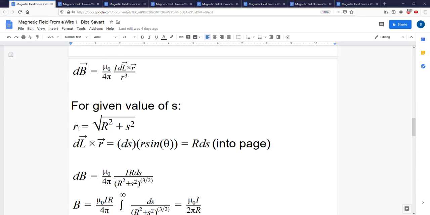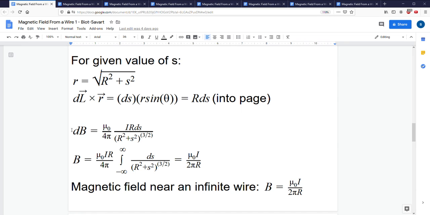Using the substitution, r is equal to the square root of r squared plus s squared, we get this, where ds is our only variable. And we can do this integral. This integral might be a little difficult, but I can tell you right now, it evaluates to 2 over r squared, which means that all of this put together, all of these constant terms times 2 over r squared, the magnetic field near an infinite wire is equal to mu sub naught I over 2 pi r.